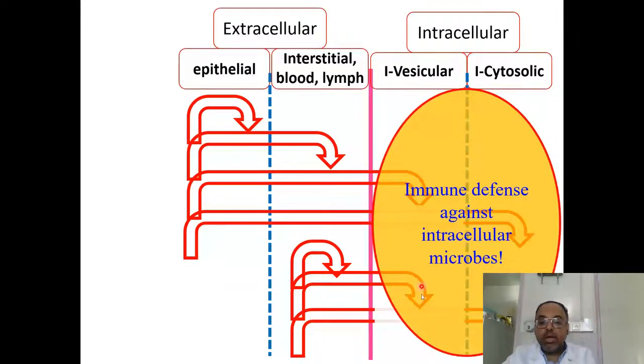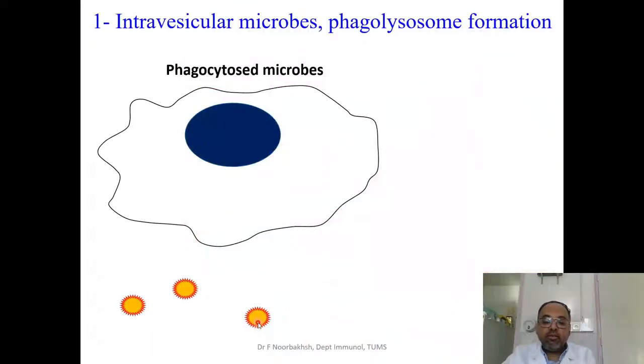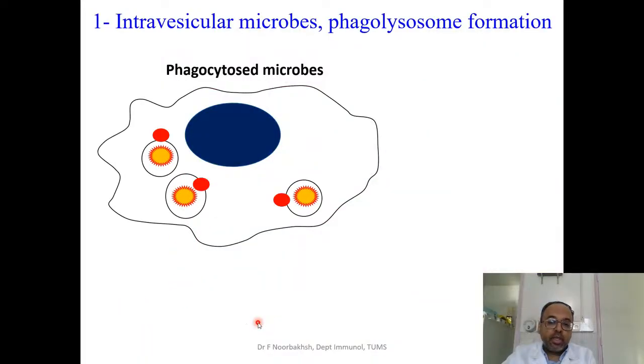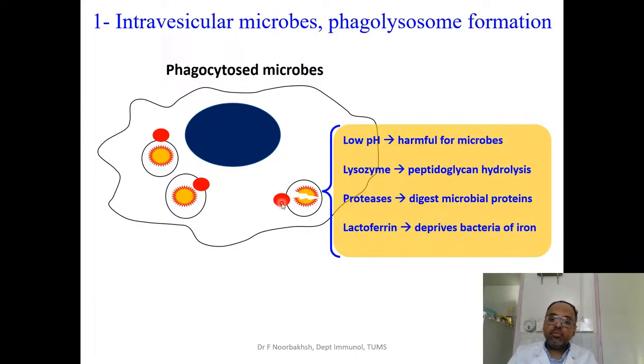Immune defense against microbes in the intracellular space. So I have a pathogen in here. It gets phagocytosed. And once it's phagocytosed, lysosomes, which I'm showing with these red circles in here, will merge with the phagosome. And inside lysosomes, there are a lot of things that are detrimental for the pathogen. Like they have a low pH, acidic pH, which is harmful for a lot of microbes. They have an enzyme named lysozyme, which can lead to the destruction of bacterial cell wall.